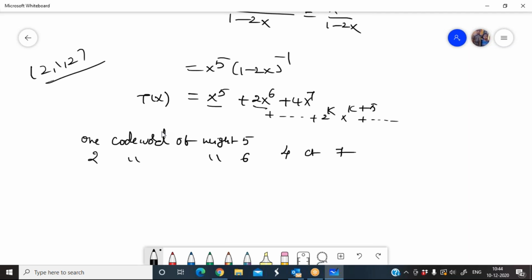Now tell me what is the free distance? Yes, what is the free distance? Anyone? Please respond. What is the free distance? Minimum Hamming distance. What is the answer?